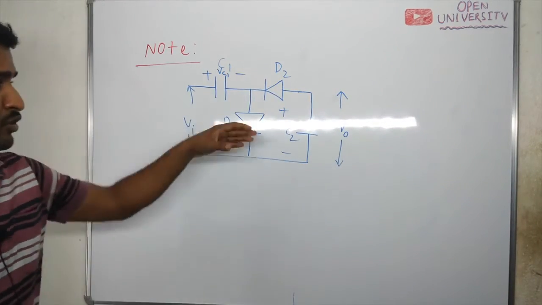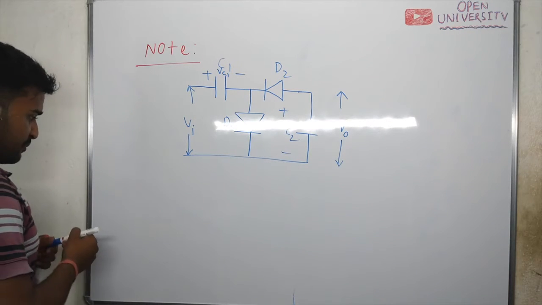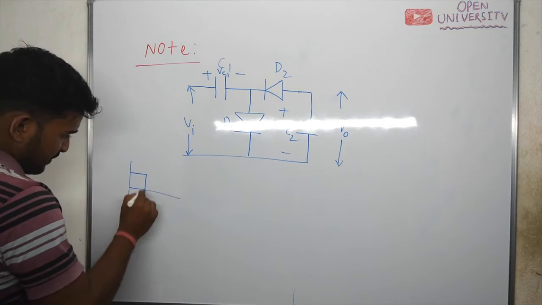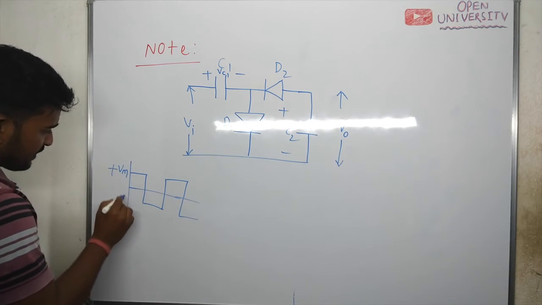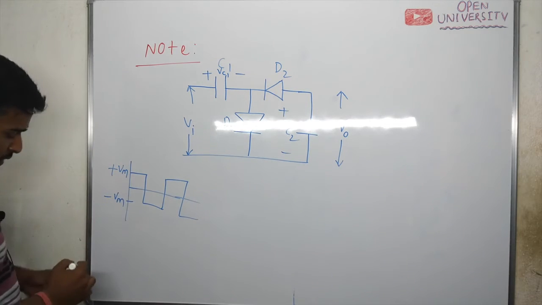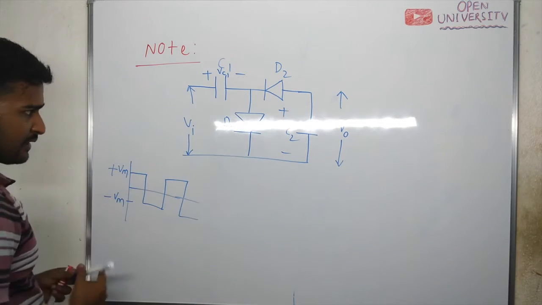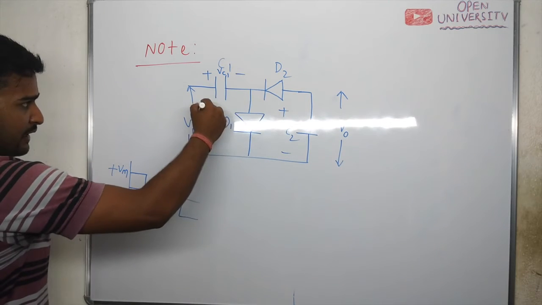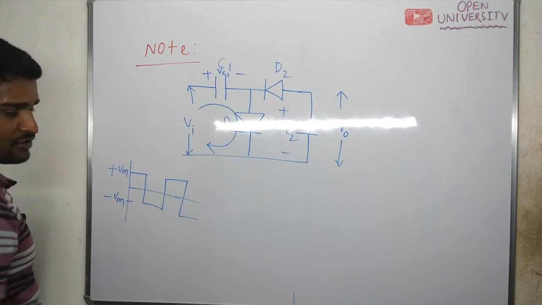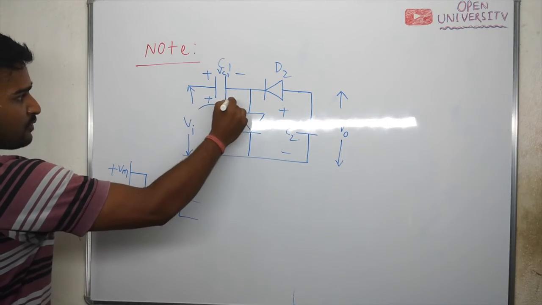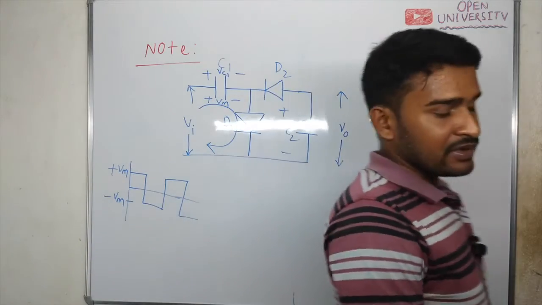If you reverse both the diodes, then what happens? I am assuming my input voltage Vi is a plus minus Vm square wave signal like this, having peak value plus Vm and minimum value minus Vm. Now, when the input voltage is positive, this diode becomes forward biased and it will be replaced with a short circuit. At that time, D2 becomes reverse biased. So capacitor C1 will charge through D1 up to the maximum value of input, Vm.